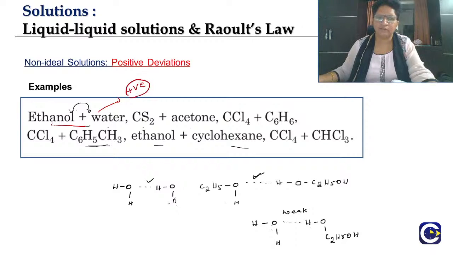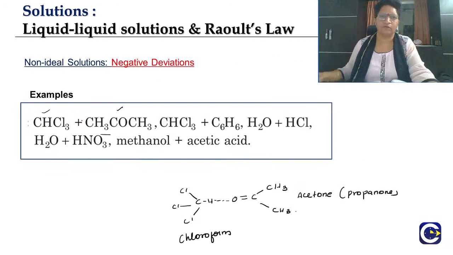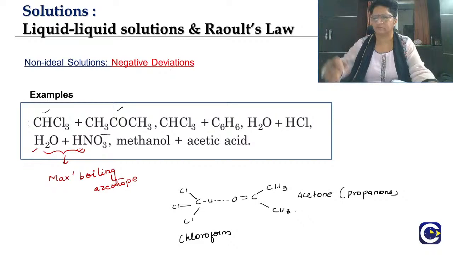So whenever a mixture shows a positive deviation, it becomes a minimum boiling azeotrope. For a minimum boiling azeotrope, the boiling point will be less than that of ethanol or water. The other one, with chloro, they have given a negative deviation. Generally we have this in the textbook. So this is a negative deviation mixture. What will it form? It will form a maximum boiling azeotrope. For a maximum boiling azeotrope, the boiling point of the mixture will be more than that of water or the nitric acid. Okay?